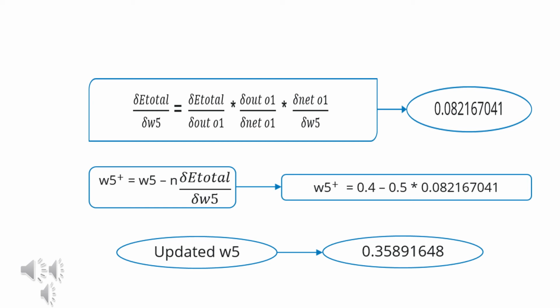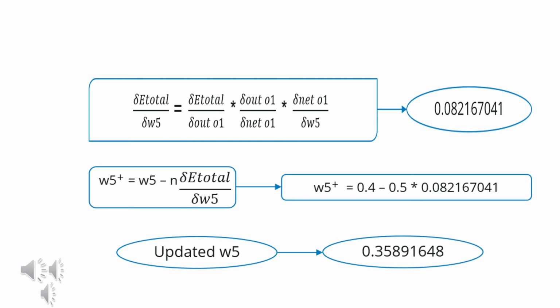Now let's put all the values together. Partial derivative of E total with respect to W5 is the partial derivative of E total with respect to out O1, multiplied by the partial derivative of out O1 with respect to net O1, and the partial derivative of net O1 with respect to W5. Multiplying all these values, we are getting 0.0821677041. Let's calculate the updated value of W5. W5 plus is equal to W5 minus eta times the partial derivative of E total with respect to W5, so W5 plus is equal to 0.4 minus 0.5 into 0.0821677041. After calculating we will get the updated value of W5, that is 0.35891648.